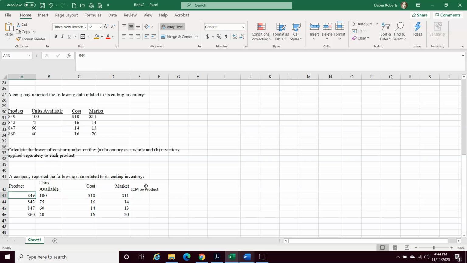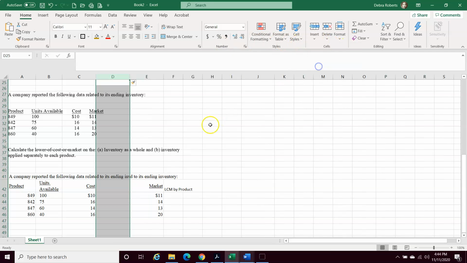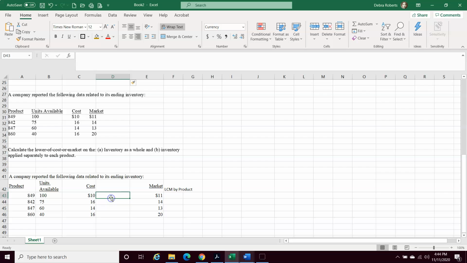Now, we already know that these are the different products. We got 100 units, and this is what it costs, and this is the market value cost. Now, I'm going to add a column, if it's okay with you guys. Add a column here, and I'm going to do some calculations. So the first column is just taking and multiplying the two together, cost times the number of units. Does that make sense so far? And here's going to be total cost.